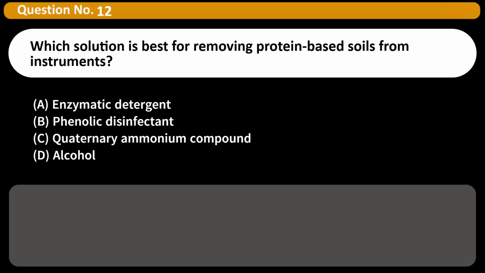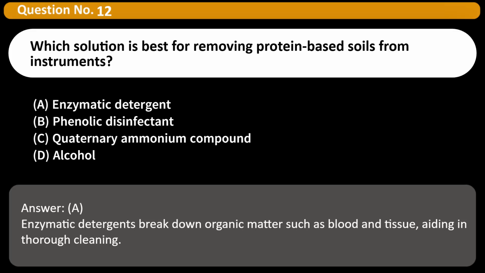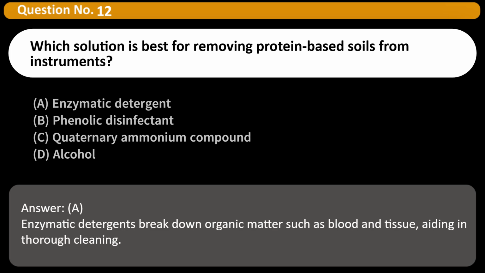Which solution is best for removing protein-based soils from instruments? A. Enzymatic detergent. B. Phenolic disinfectant. C. Quaternary ammonium compound. D. Alcohol. Answer: A. Enzymatic detergents break down organic matter such as blood and tissue, aiding in thorough cleaning.